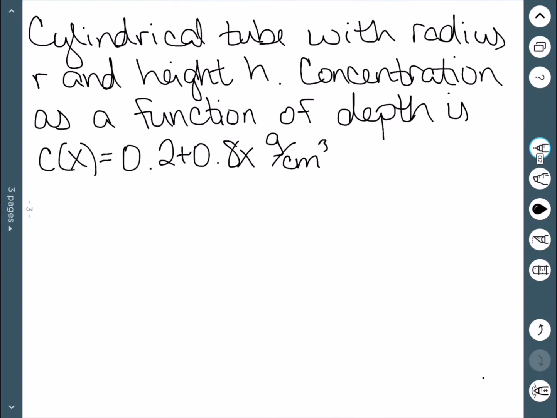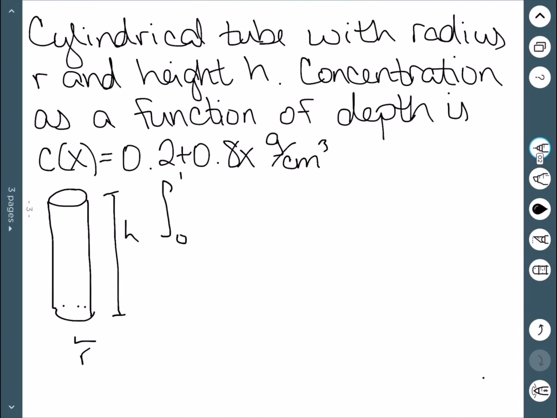We'll now consider something a little more complicated. This time I have a cylindrical tube. The radius of my tube is r, and the height of my tube is h. And this time we don't have a function of the density, but we have a function that gives our concentration in terms of depth. So we want to integrate this from 0 to h this time. We don't know exactly how tall this tube is, but we can integrate from 0 to h. We need to integrate density.